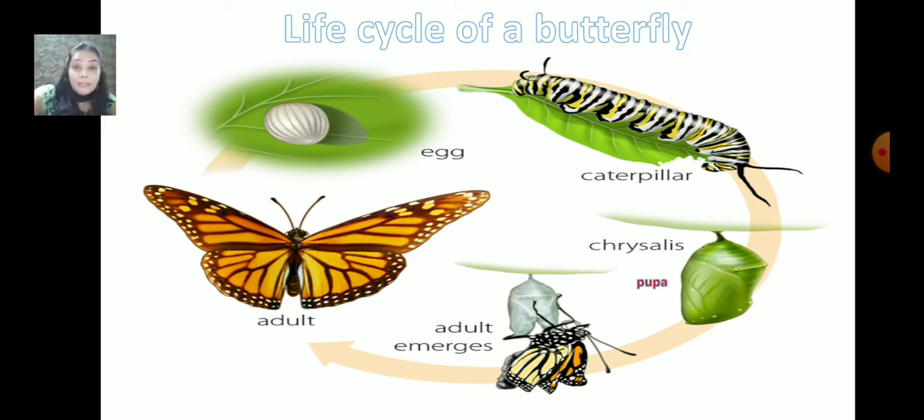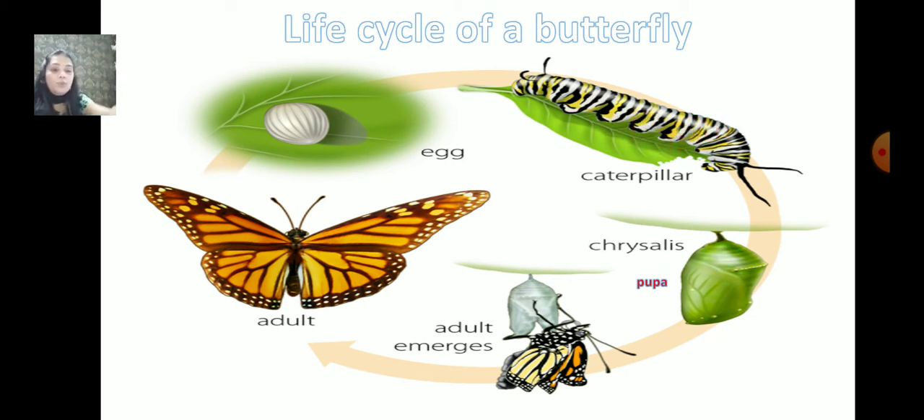So butterflies and moths go through 4 stages in the life cycle. Before they become adults, the female butterfly lays the eggs on the underside of the leaf, and the eggs hatch into young ones. It is called the larva or the caterpillar. It looks like a worm. This is the larva, and the larva of the butterfly is called the caterpillar.